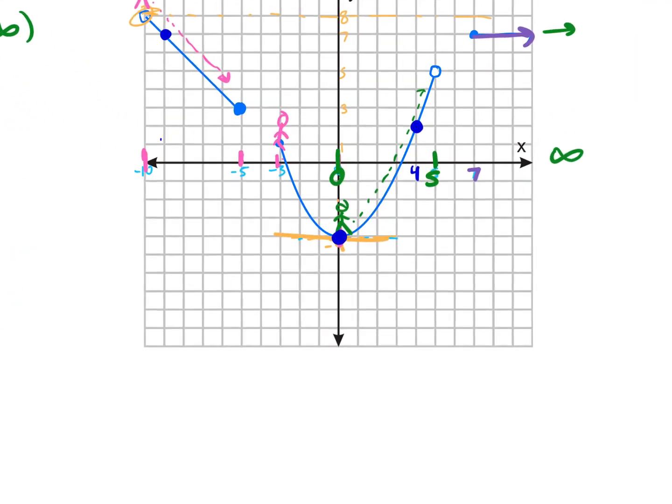Let's say that this question asked for f of 6. What would our y value be when x is 6? No y value, so does not exist. So since we have a gap in the graph, we don't have any y value here at 6. So there is none.